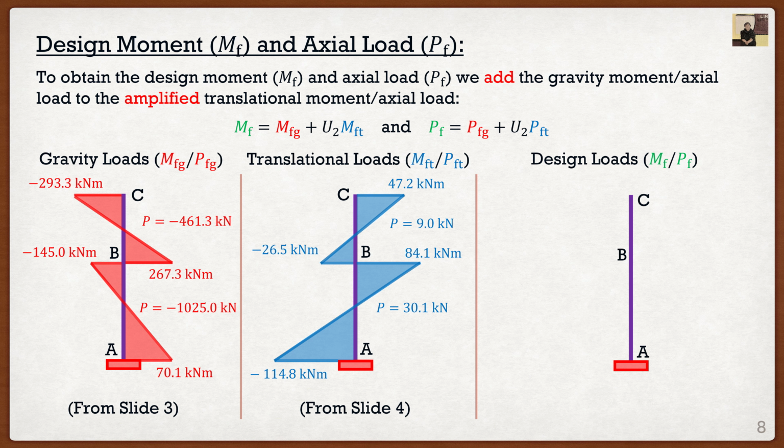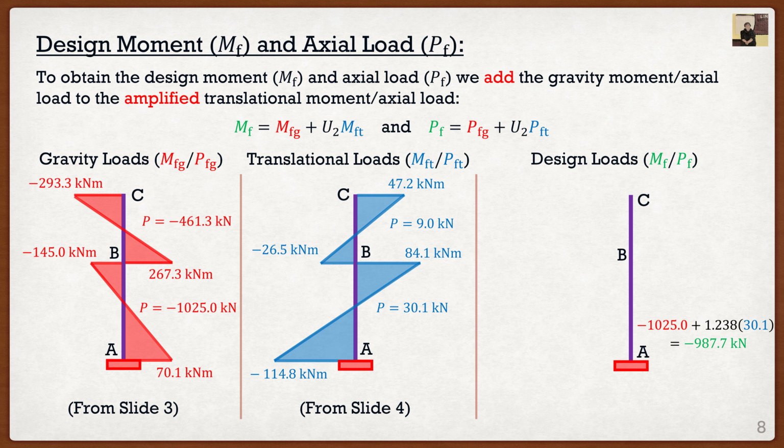So let's start with the axial load on member AB, or that first story column. Again, all I'm going to do is take the axial load from my gravity analysis, which was negative 1025, and add it to the amplified axial load from my translational analysis, which was 1.238 multiplied by 30.1. Again, this also emphasizes the point I've made many times now. Don't forget sign convention. Notice that for my gravity analysis, the column was in compression, but then for our translational analysis, the column was in tension. So as we're going to see, our actual design load is lower than that of the gravity load. It's negative 987.7 kilonewtons.